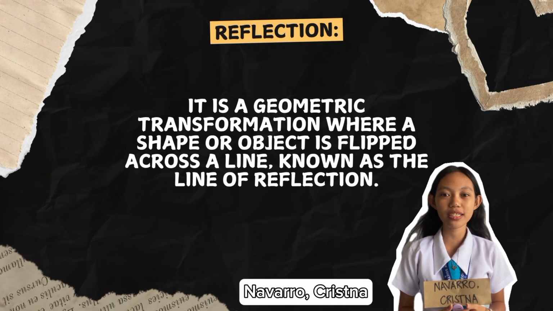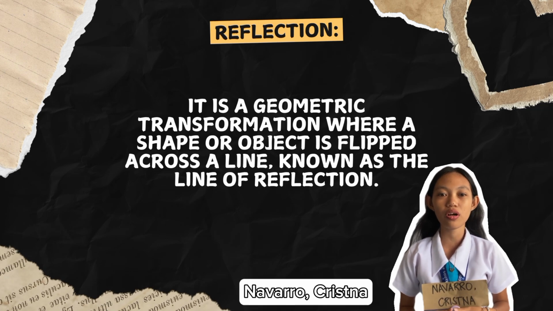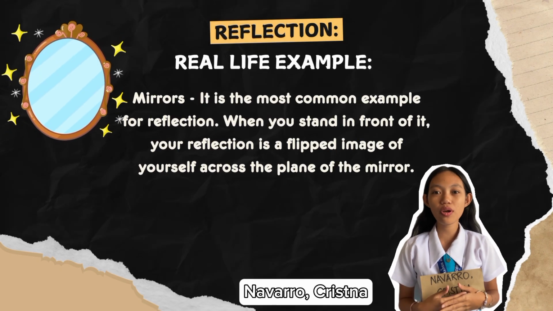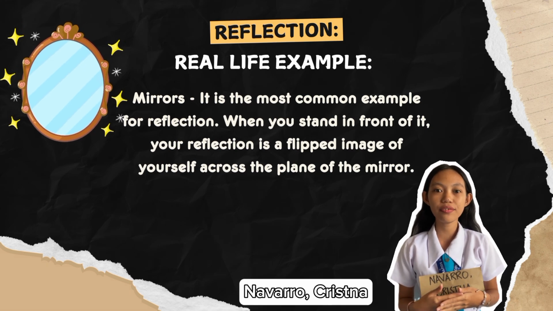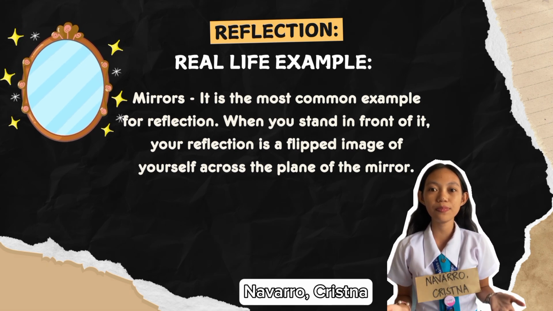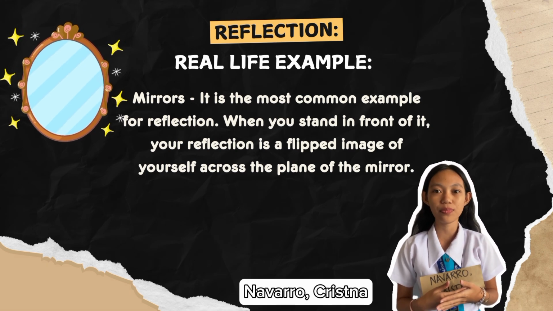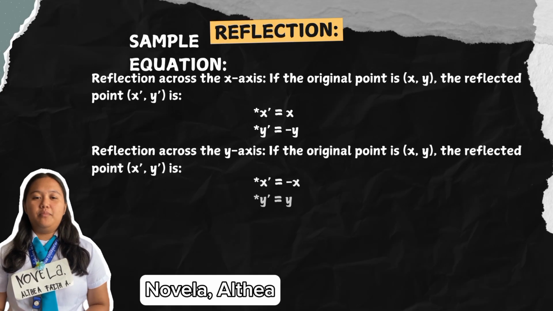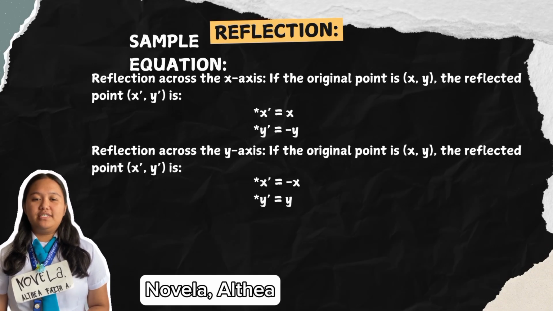Reflection is a geometric transformation that flips a figure across a line called the line of reflection. For a real-life example, the most common example is a mirror. When you stand in front of a mirror, your reflection is a flipped image of yourself across the plane of the mirror. Equations example. Number 1, reflection across the x-axis.